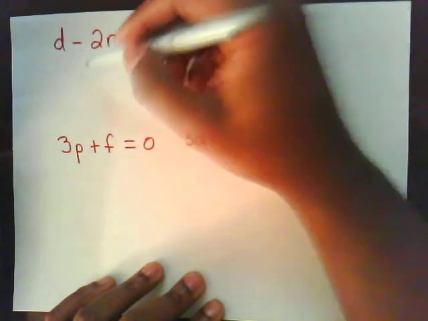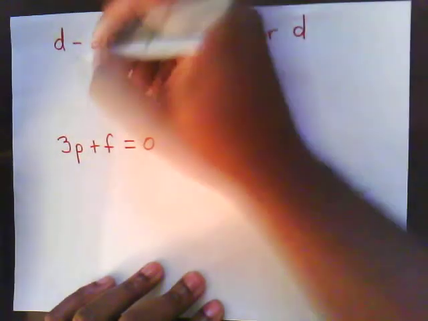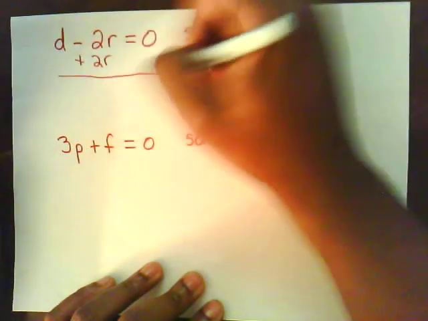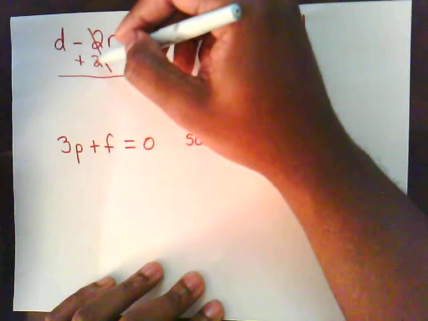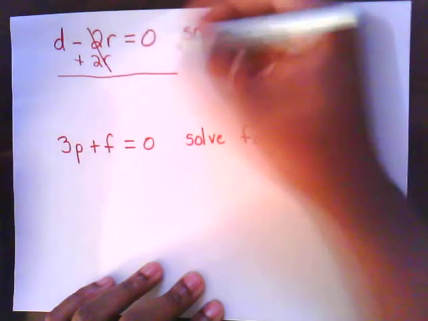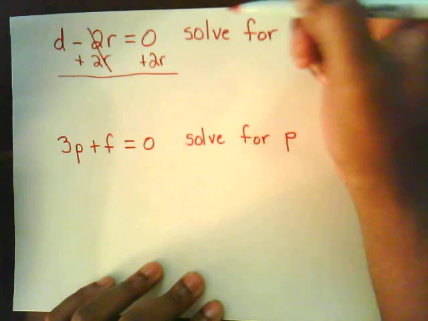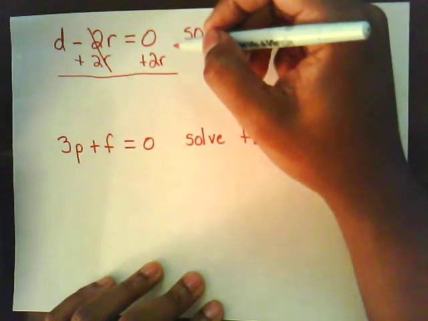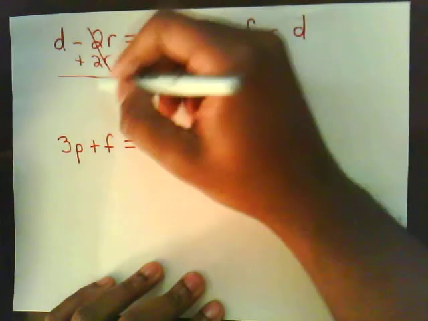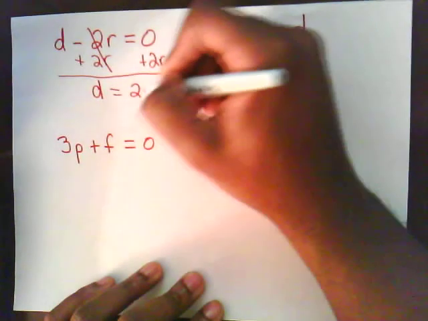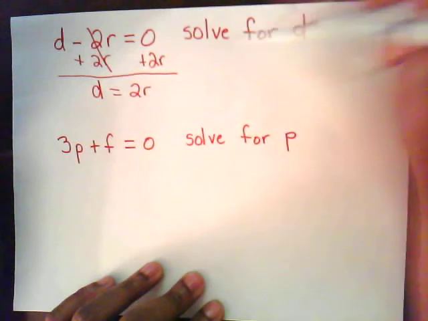So in this case, we're doing inverse operation, so we're going to add 2r to each side. Negative 2r plus 2r is 0, so we can cross it out. And then we move 2r over to this side. So 0 plus 2r is 2r. So you bring everything down, and D equals 2r. There you have it. We've solved for D.